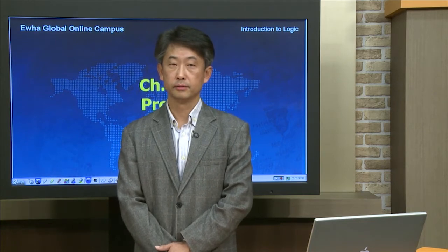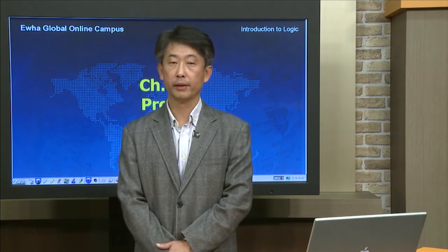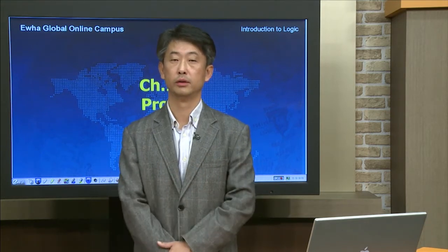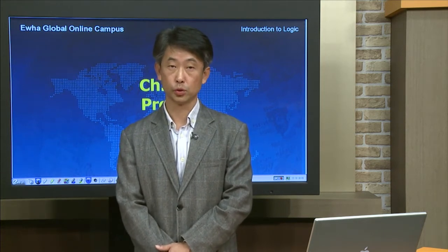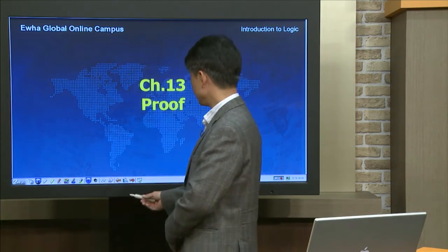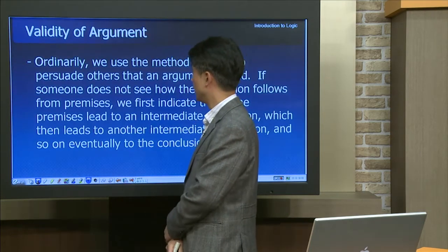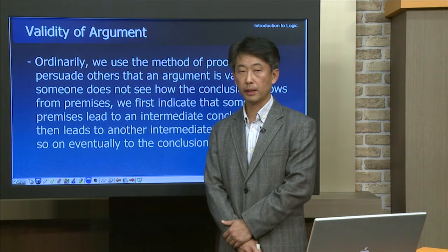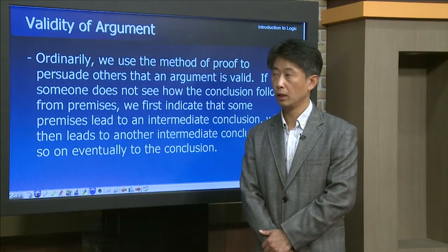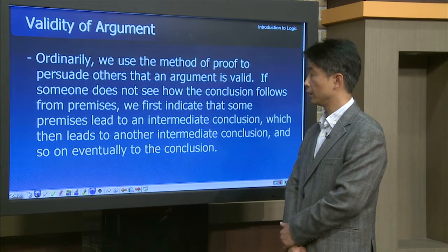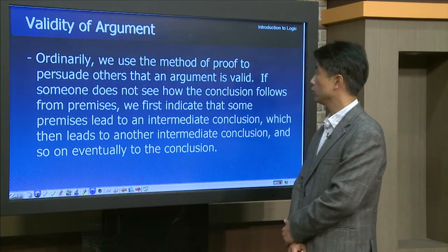So you may ask why we need another method to determine the validity of an argument. We already know the truth table method to determine validity. Okay? So why do we need another method? Well, the answer is this. When it comes to the question about the validity of an argument, ordinarily, we use the method of proof to persuade others that an argument is valid.